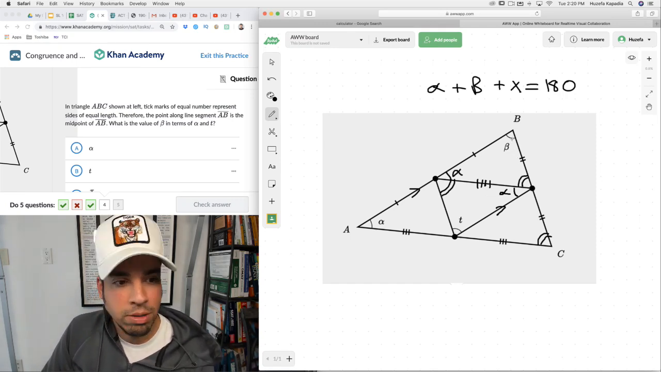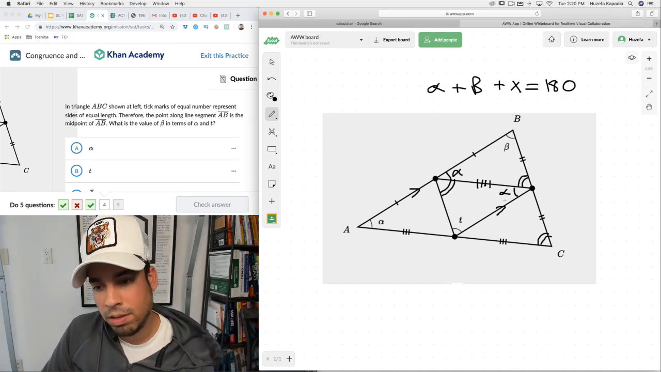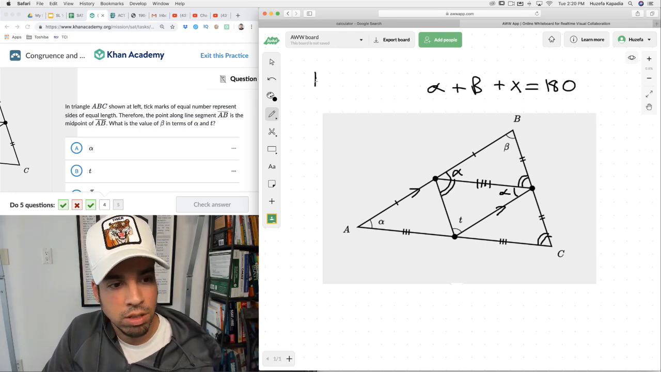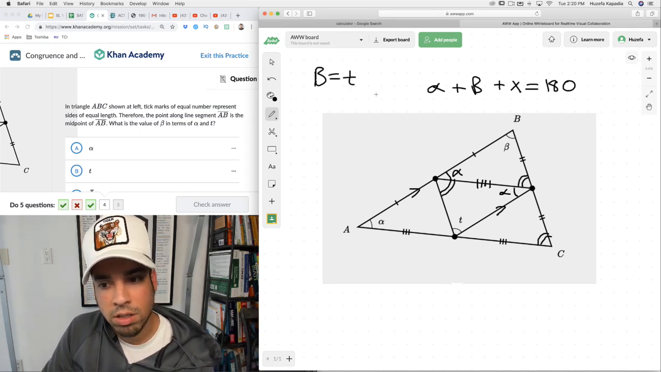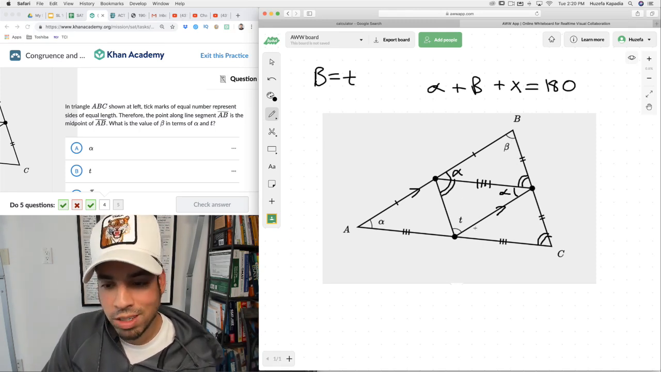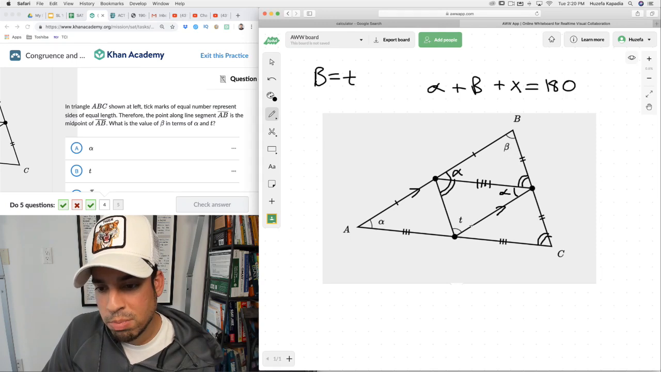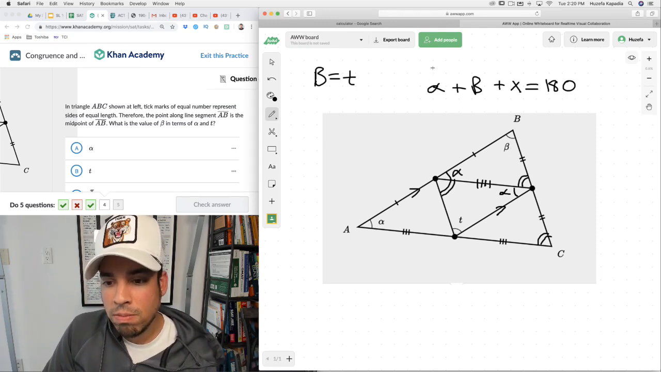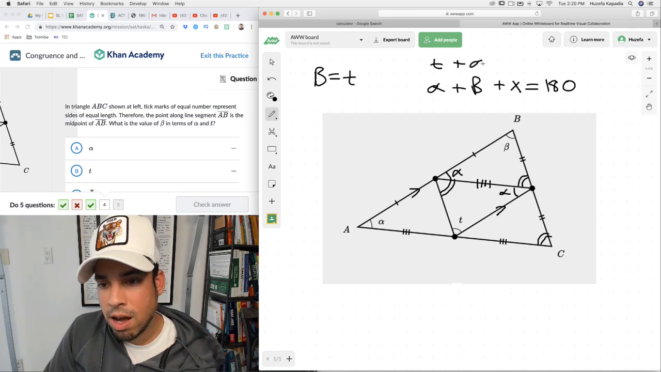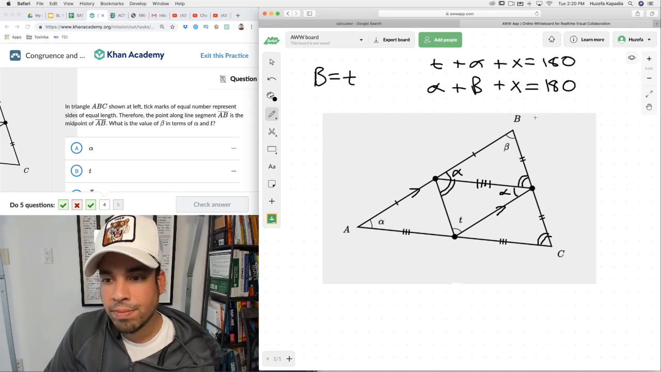So I can say that actually B equals T. Oh, wait, yeah, B just equals T. These two angles are congruent. But I could have also proved this setting up these two equations. I could have also said, because this corresponds with this, another equation, t plus alpha, for this triangle, t plus alpha plus this unknown, which I'll call x, also equals 180.